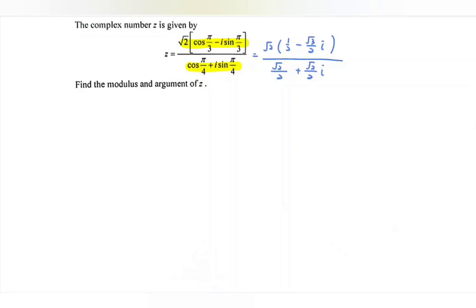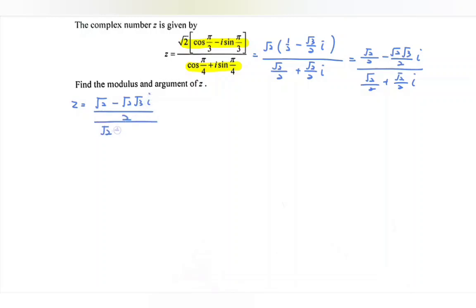So now we try to expand the expression given. We have square root of 2 over 2 minus square root of 2 times square root of 3 over 2 i, over square root of 2 over 2 plus square root of 2 over 2 i. Try to simplify. For z, we have square root of 2 minus square root of 2 square root of 3 i over 2, over square root of 2 plus square root of 2 i over 2. If we simplify, we have square root of 2 minus square root of 2 square root of 3 i over square root of 2 plus square root of 2 i. That would be the simplest form.